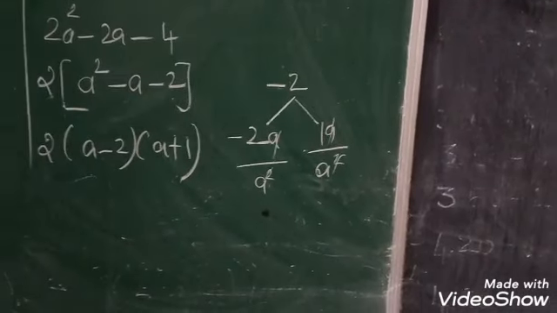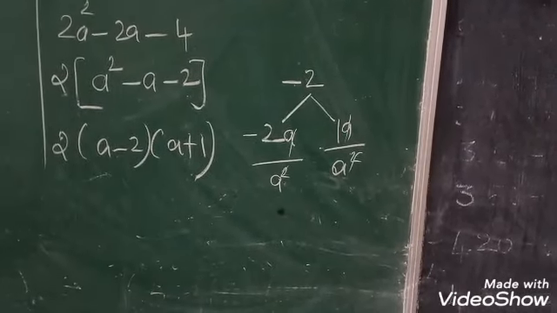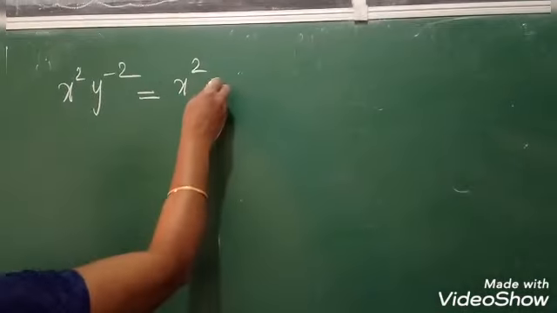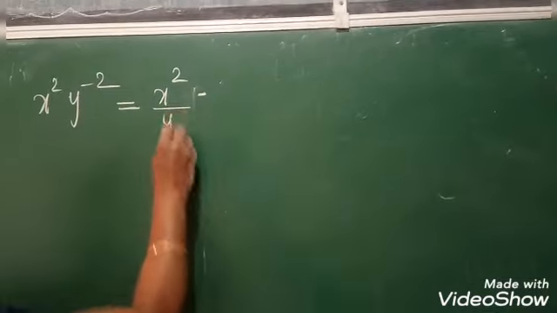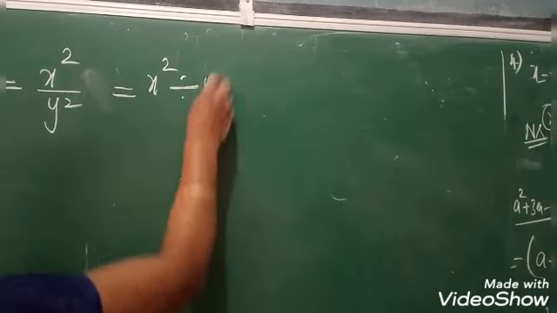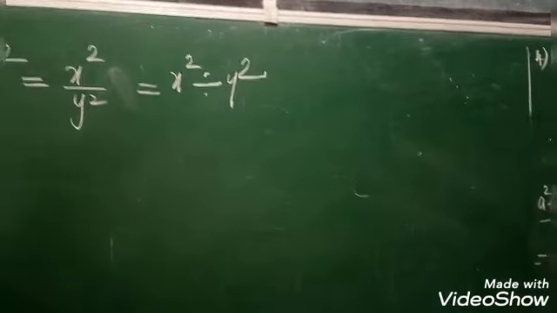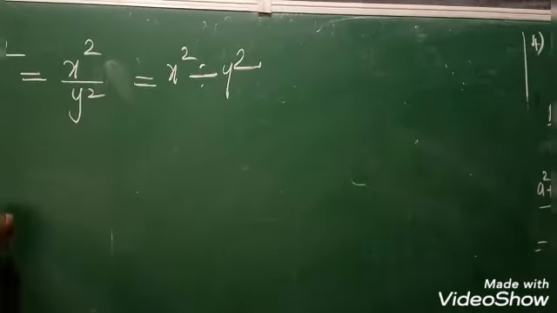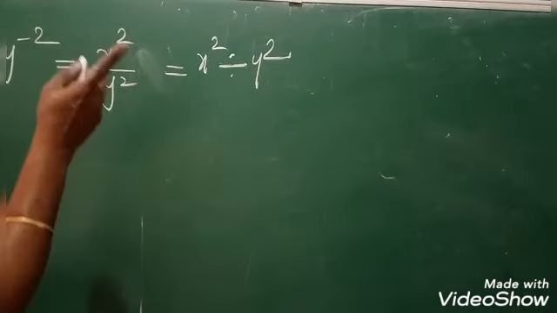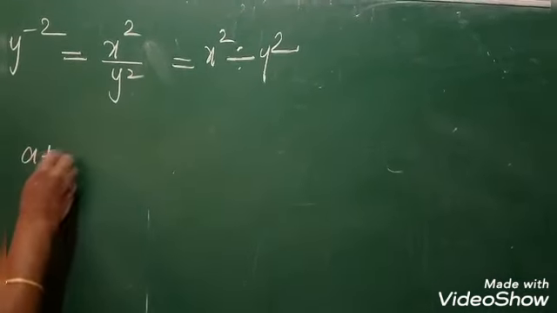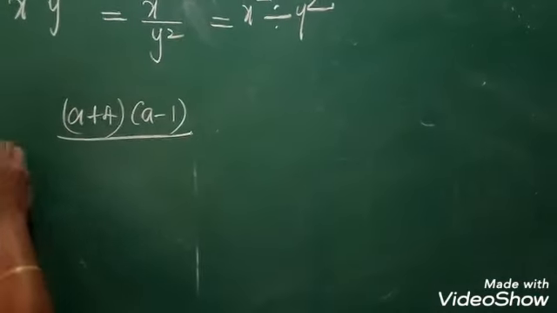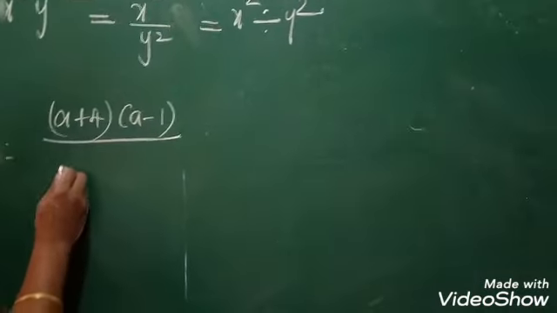Now I am going to apply. What is the question, girls? Power minus 2. So here we will write x squared divided by y squared. Or otherwise, how do you write x squared divided by y squared? So we found x. What is the x here? We already found the factorizations. What is the numerator of x? a plus 4 and a minus 1, divided by the denominator of x. Okay, girls. First I am simplifying.